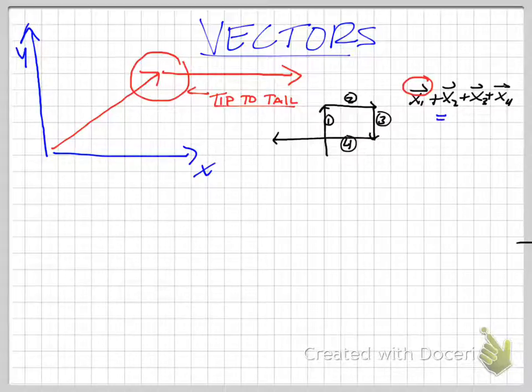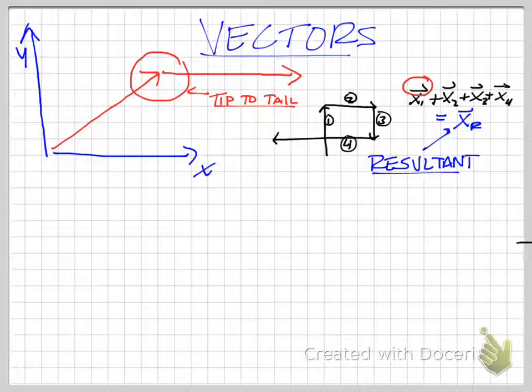Now, when we add these things together, x1 plus x2 plus x3 plus x4, they are going to equal what we call our resultant vector. The resultant is the sum of our vectors added together.